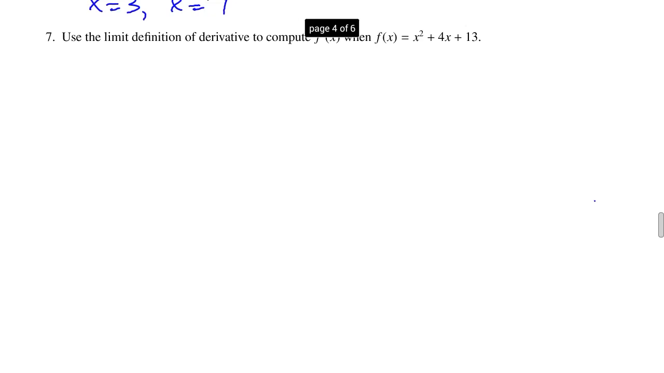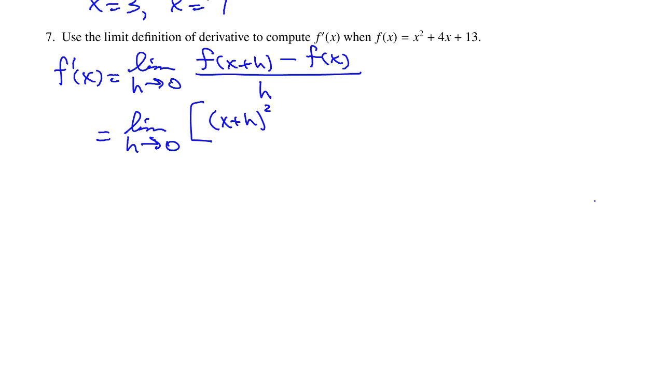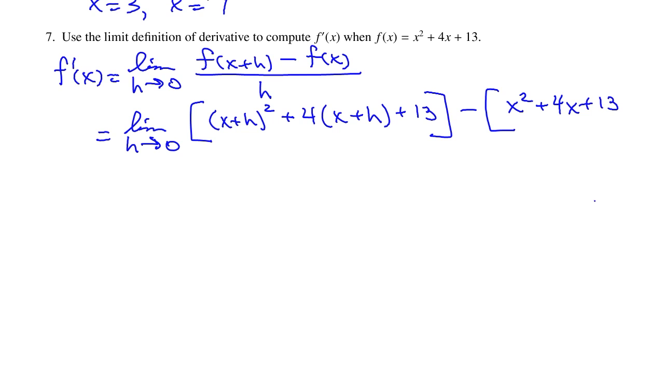Question 7. Use the limit definition of derivative to compute this derivative. So f prime of x is equal to the limit as h goes to 0 of f of x plus h minus f of x over h. Then we're going to plug in the function values, evaluated first at x plus h. So that would be x plus h squared plus 4 times x plus h plus 13. Second, we have f of x, so that's x squared plus 4x plus 13, over h.